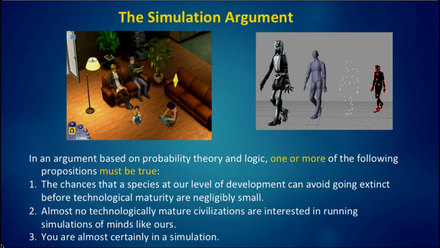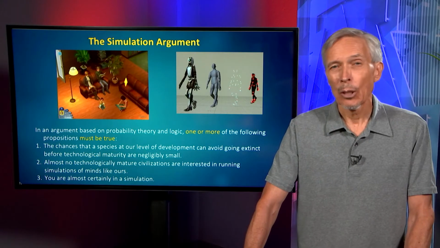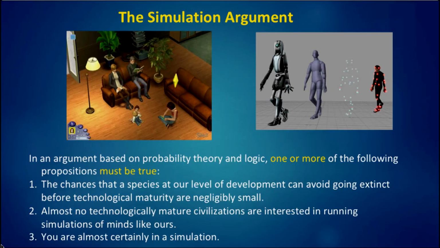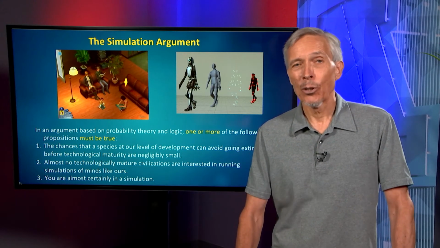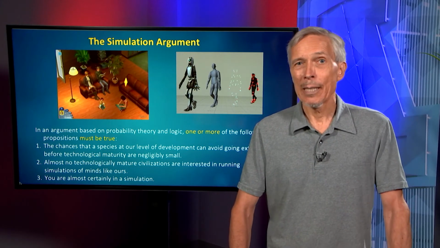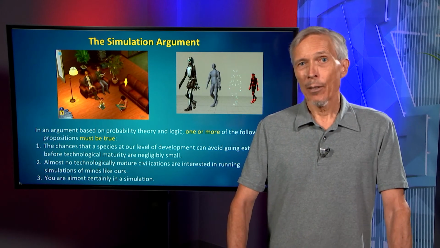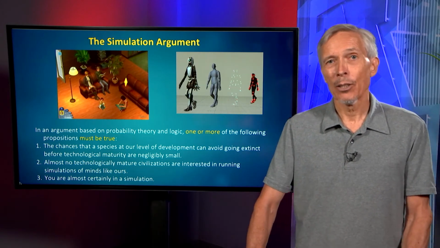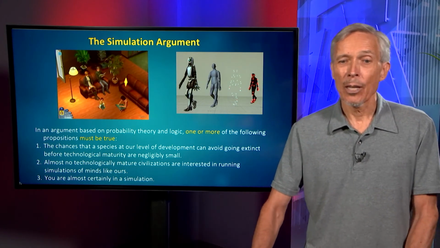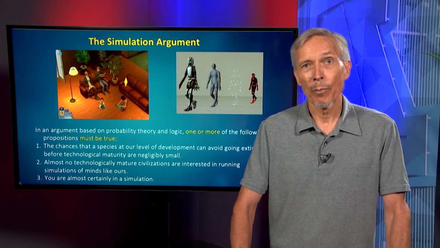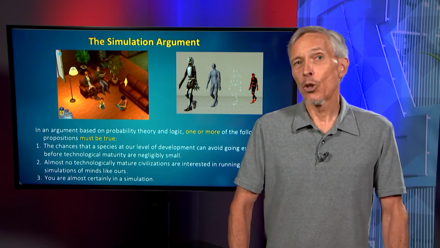1, the chances that a species at our level of development can avoid going extinct before technological maturity are negligibly small. So let's see what we mean by some of these terms. In the simulation argument, technological maturity is defined to be a state of a civilization where they can reproduce entities like themselves purely digitally, computationally, artificial life essentially. That's technological maturity. And we might argue that we're within sight of that, with our computers and our brains replicated with computer technology, artificial intelligence, that at some point it might be independent of real brains and real biology. So the first premise is that the chances that a species can avoid going extinct before being mature are negligibly small. In other words, you never get to that point.